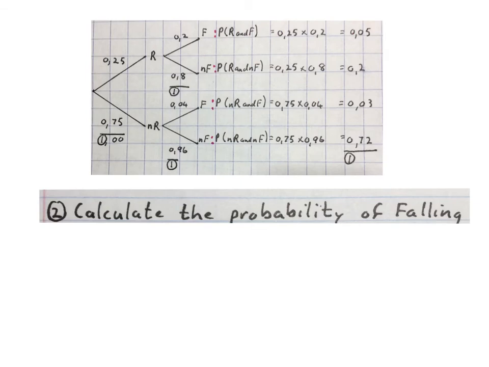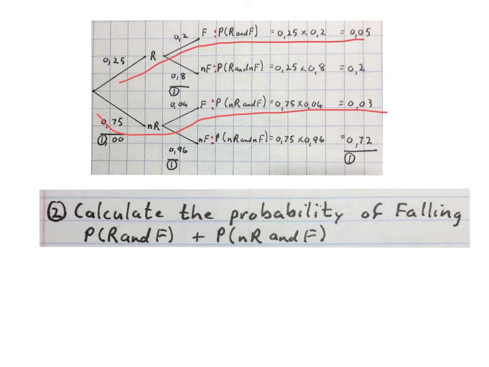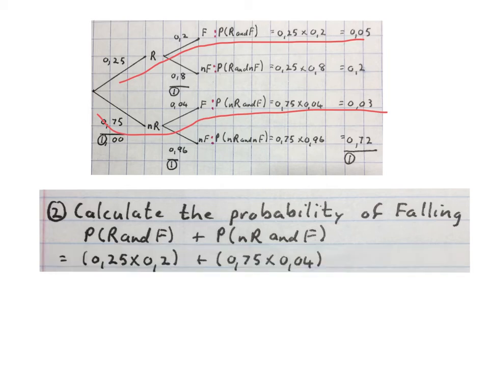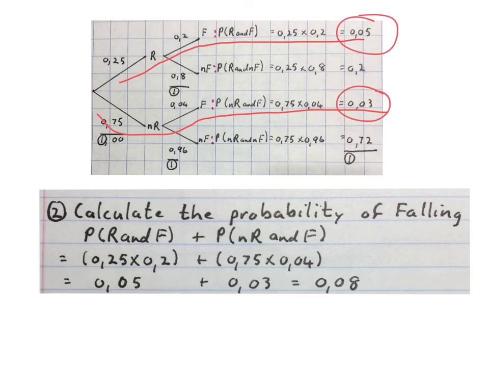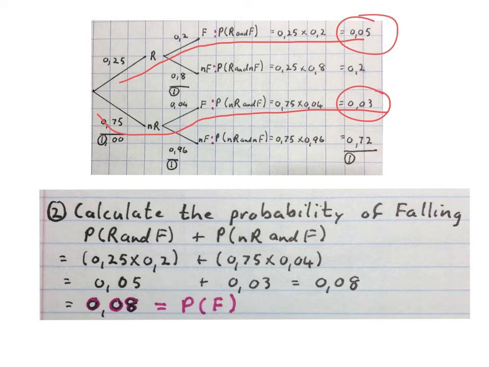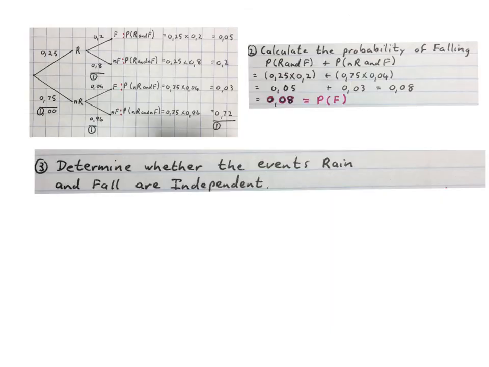Next, they ask us to calculate the probability of falling. So we'll be working out both these routes, probability of rain and then falling, plus the probability of not rain and falling, which we can write out like this. And that'll give us 0.08. The probability of falling is 0.08, or 8%. Please stop the video and get your brain around this.